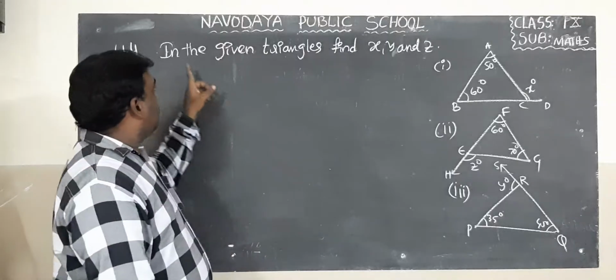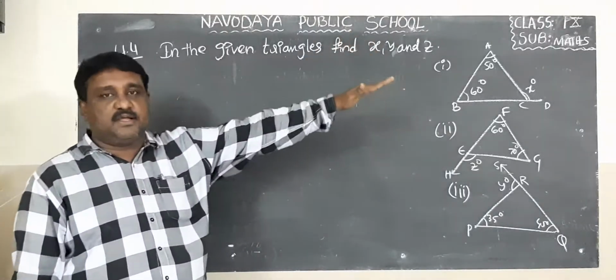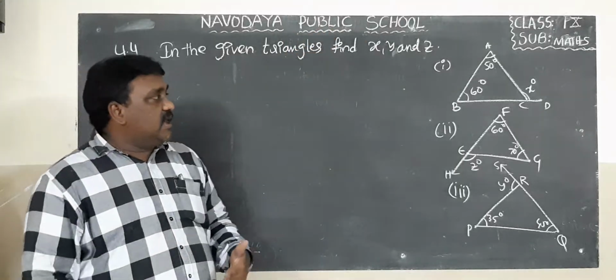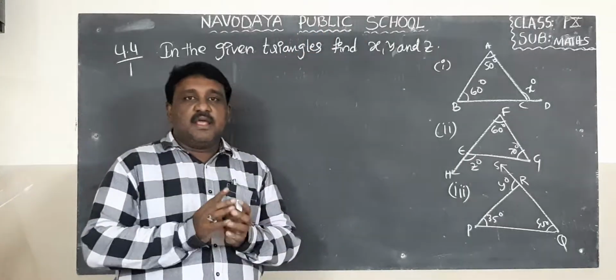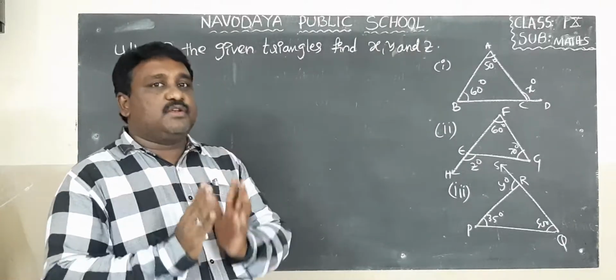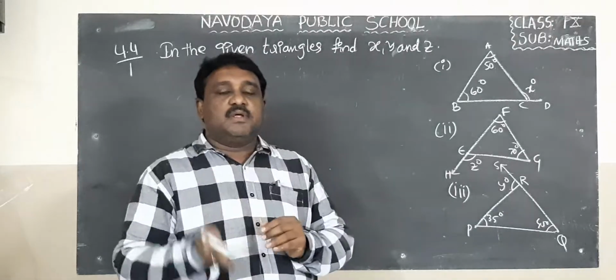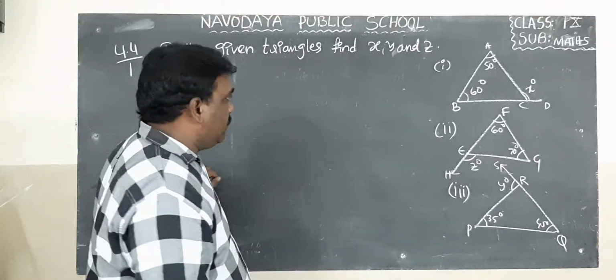Write down the problem. In the given triangles, find x, y and z. Three diagrams are there. In the first diagram, x is there. In the second diagram, y is there. In the third diagram, z is there. We need to find out x value in the first diagram, y value in the second diagram, z value in the third diagram. Okay?